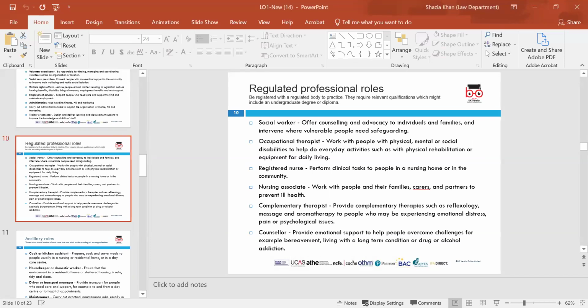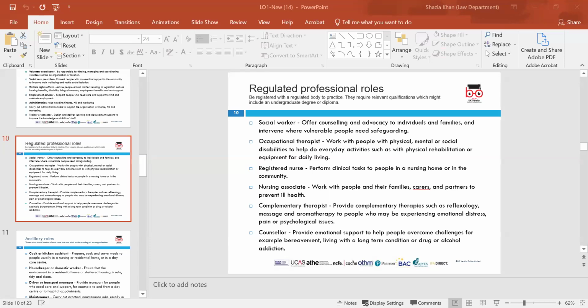Then we have regulated professional roles. These are the ones that are regulated and registered with certain bodies. They are really important because they have to follow the laws and requirements of that awarding body. The first one is a social worker, and they offer support to lots of different people, people with learning difficulties, depression, schizophrenia, and they look at what care needs they have. They do assessments to make sure they continue the right care for that individual, and they look at elements of intervening when people need support or safeguarding.